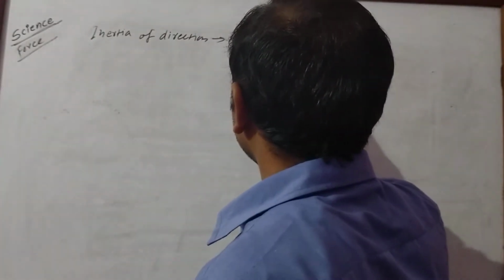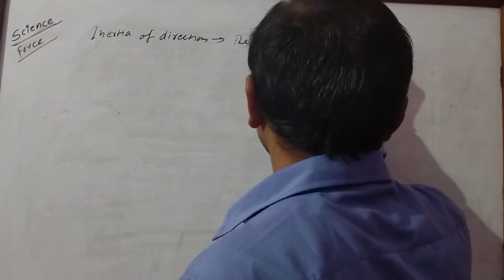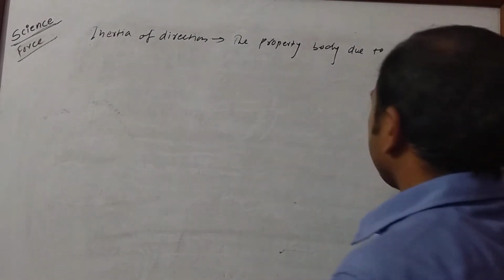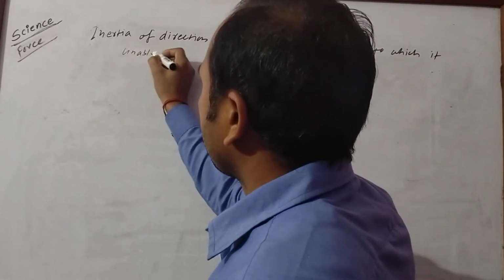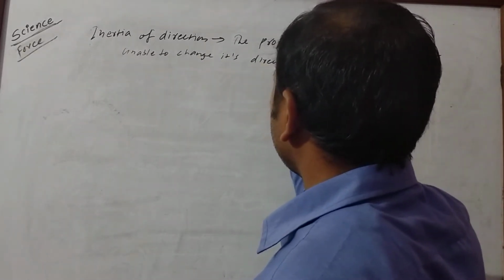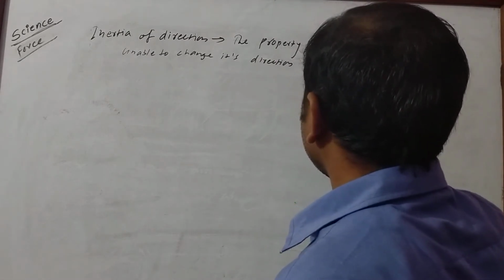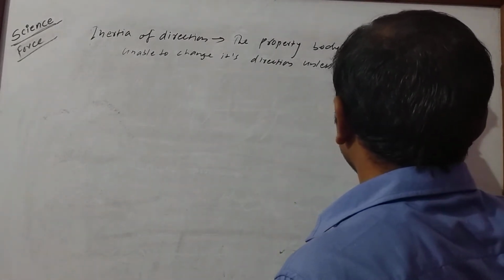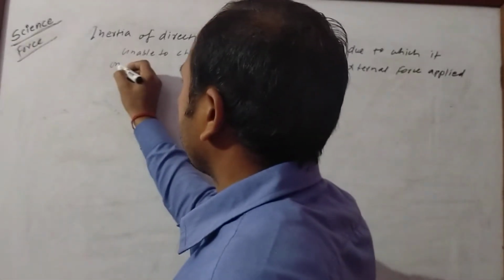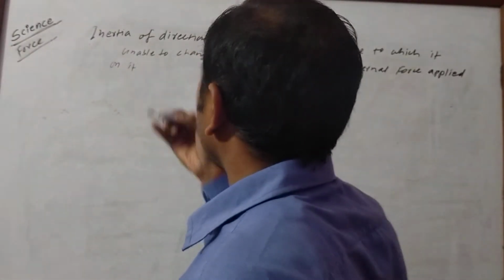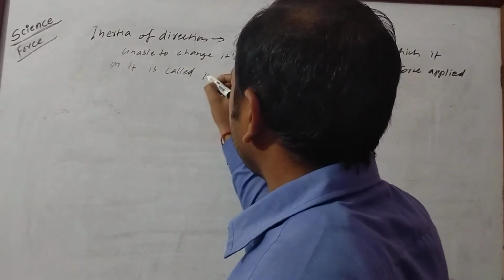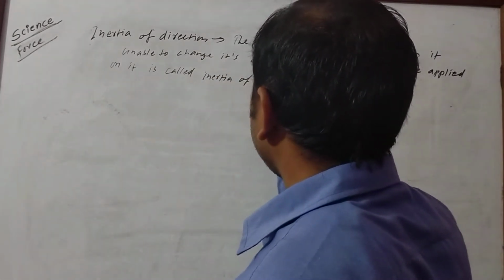The property of a body due to which it is unable to change its direction unless an external force is applied on it is called inertia of direction.